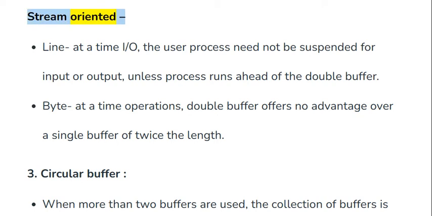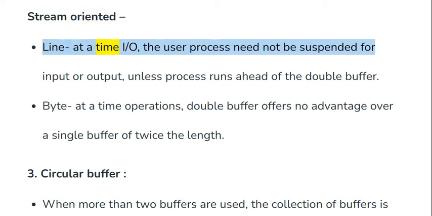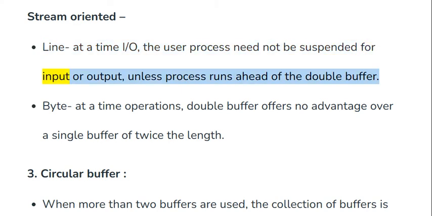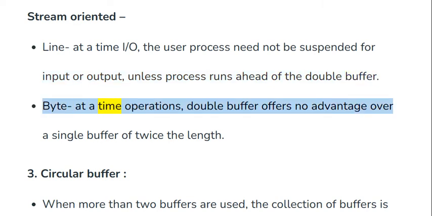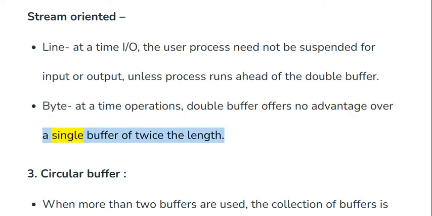Stream-oriented. With line-at-a-time I/O, the user process need not be suspended for input or output unless the process runs ahead of the double buffer. With byte-at-a-time operations, the double buffer offers no advantage over a single buffer of twice the length.